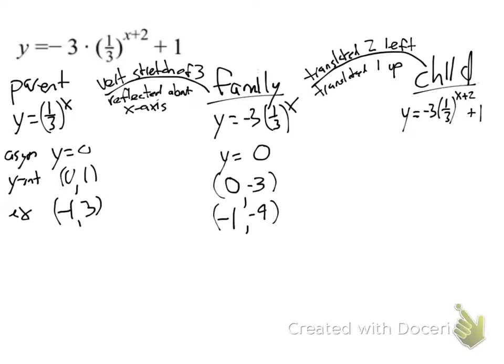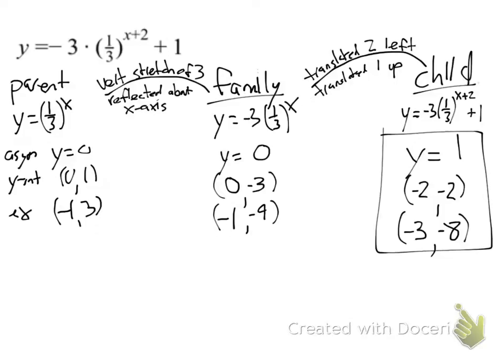Again, how many pieces of information? Just the 3. Let's start with my x's. I'm going 2 to the left. So 0 becomes negative 2, and negative 1 is a negative 3. And all my y's, I'm going to go up 1. So if I'm at 0, I'm at 1. Negative 3. And graph it, you're done.